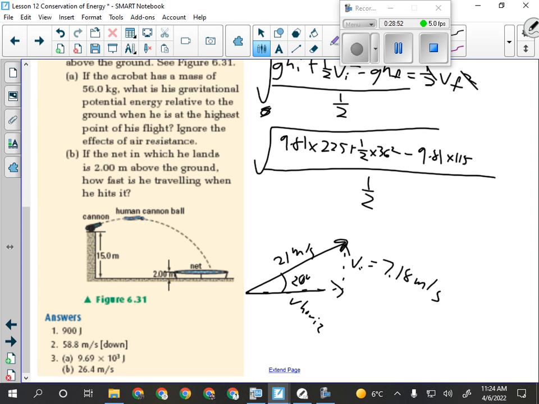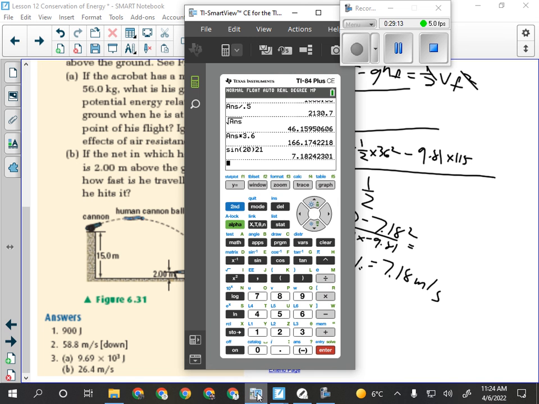What's VF at the maximum height? 0. Okay, so what I'm going to do is use VF squared minus VI squared over 2a, so I've manipulated it already. If I do that, I'll have 0 minus 7.18 squared divided by 2 times negative 9.81. So 7.18 squared divided by 19.62. All right, so he's going to end up another 2.63 meters above the 15 meters he was initially shot from.